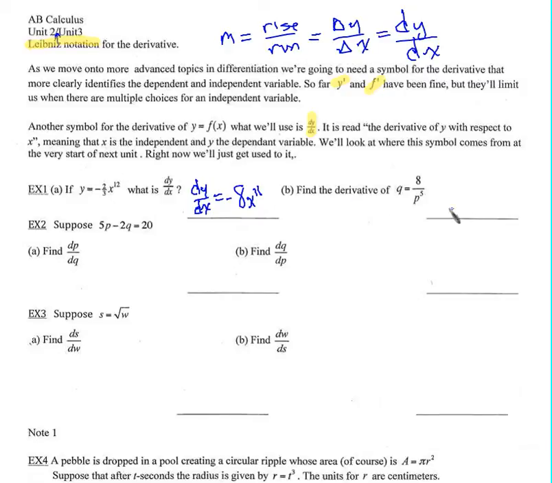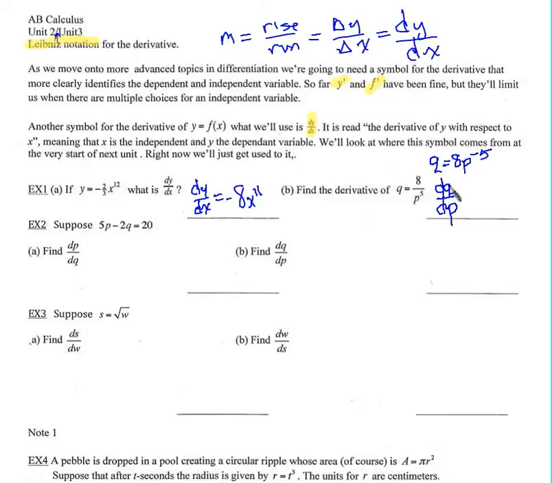Pretty straightforward. Here we have q is equal to 8 divided by p to the 5th. We could rewrite this as 8 times p to the negative 5th, put it in a form where it's easier to use the power rule. And then what we're doing is we're taking the derivative. Now the derivative, we're not working in x and y, we're working in q and p. And what we're saying here is that for this change in p, delta p, there's a delta q that goes with it.